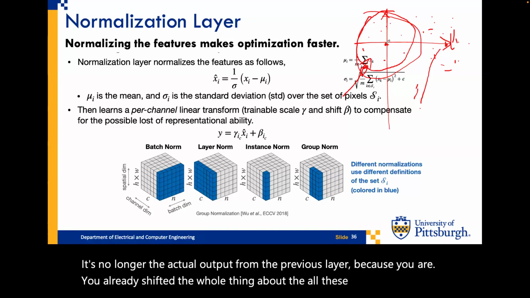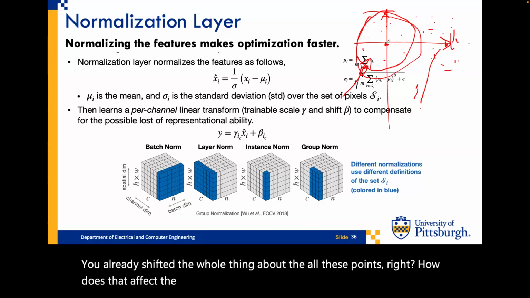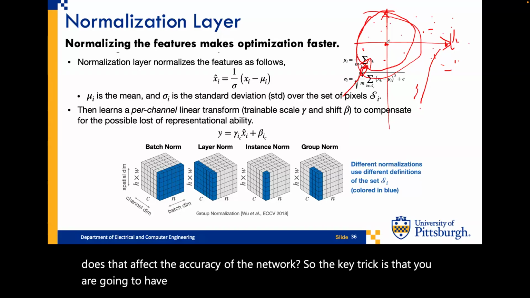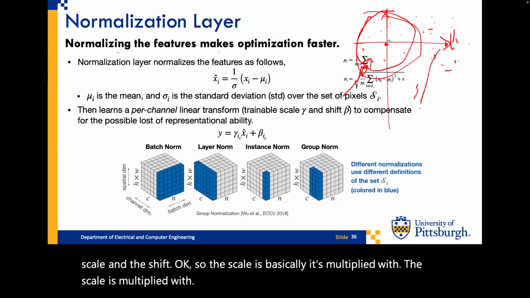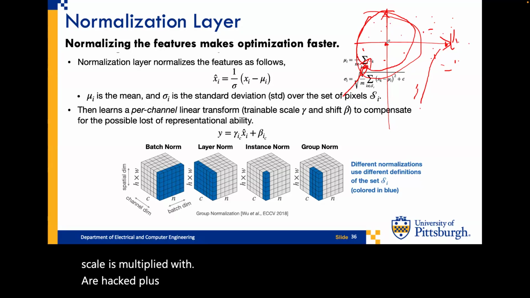How does that affect the accuracy of the network? So the key trick is that you are going to have two trainable parameters: the scale and the shift. The scale is multiplied with x hat, plus the shift, and these two parameters are trained during the training.